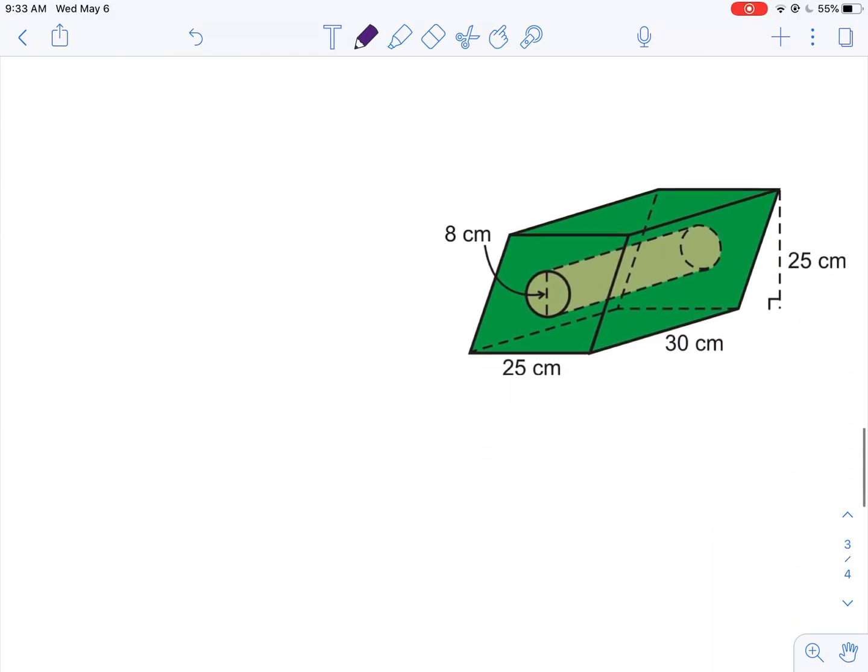I wanted to put this one on here because this is showing a parallelogram prism, or an oblique prism, one that's slanted, and then you have a cylinder that's been removed from the inside of this. And so I want to subtract that volume from the volume of the oblique prism. So I want to find the volume of the parallelogram prism and subtract the volume of the cylinder. So it doesn't change the way I do anything.